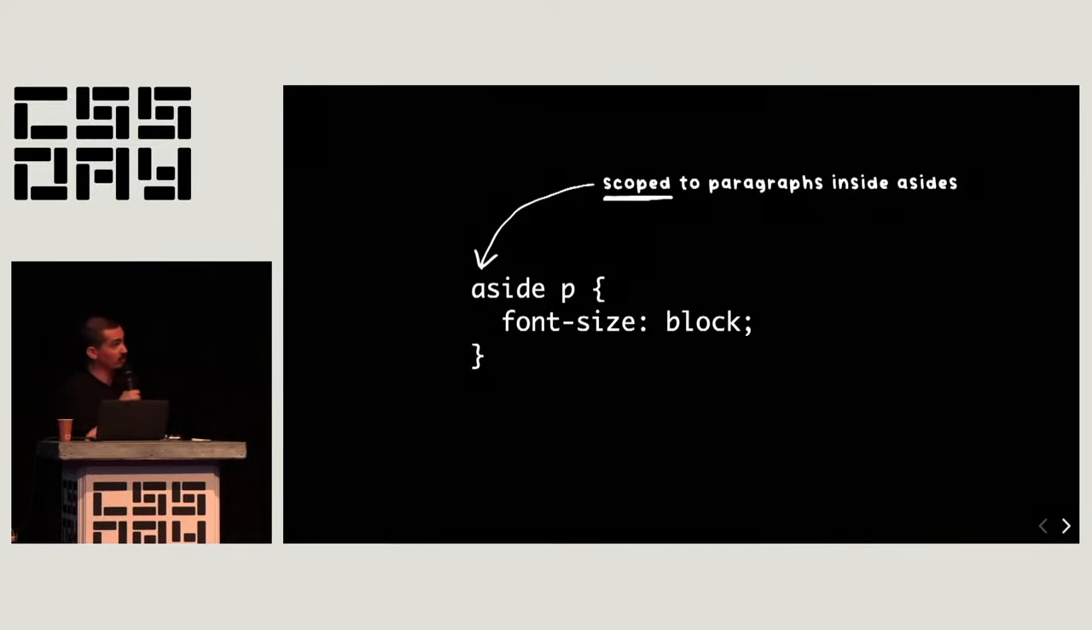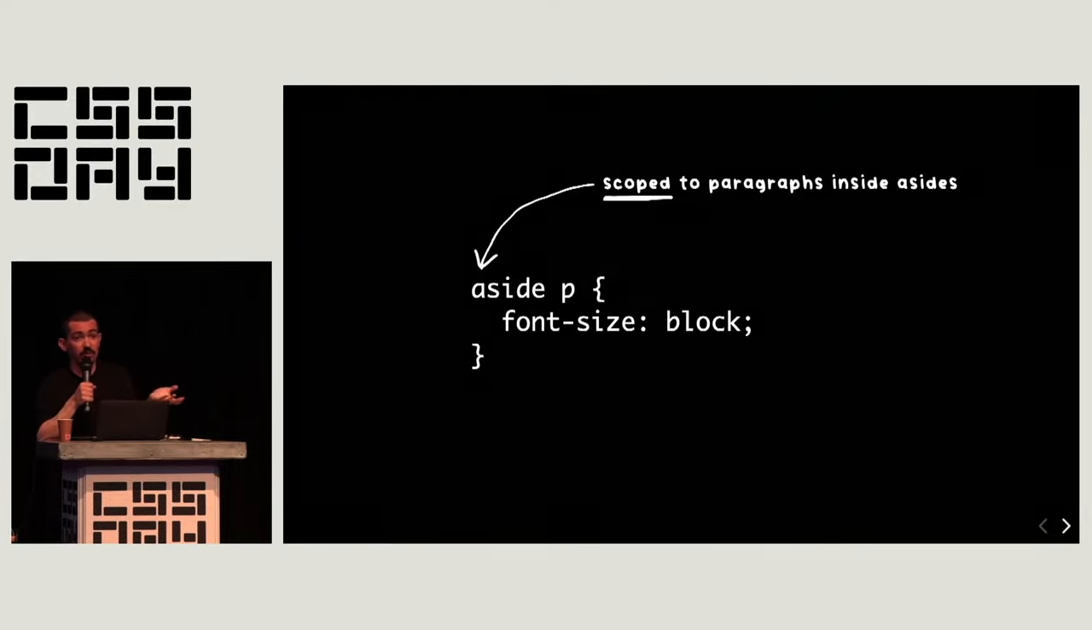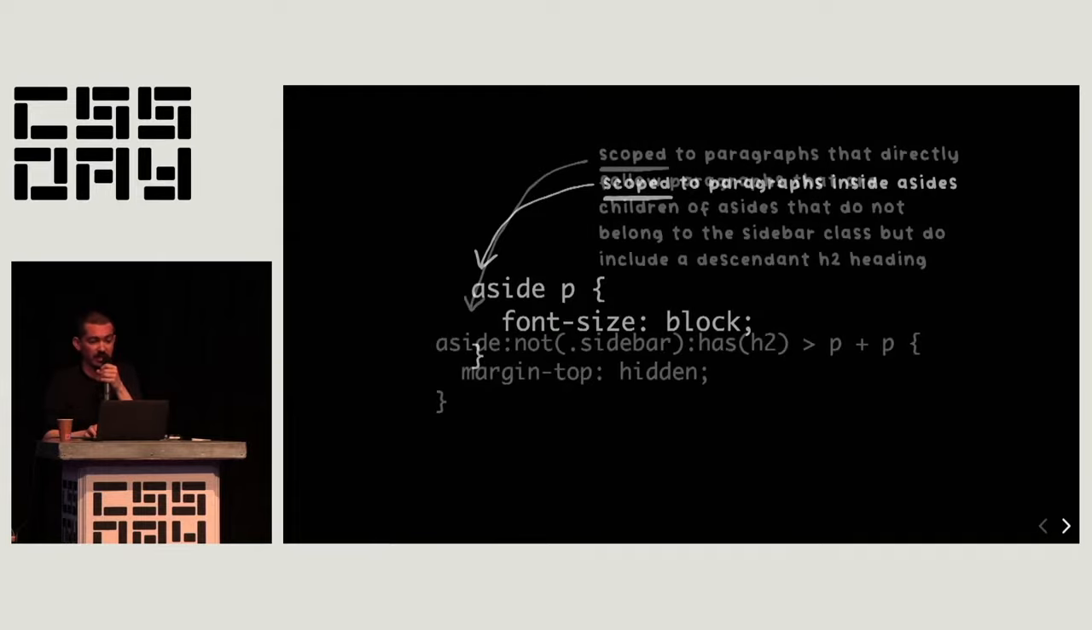Similarly, this one is also quite well supported. I believe it's supported since Internet Explorer 1.37. And it's simply more specific. It's scoping it to paragraphs, but only paragraphs which are inside asides. That's scoping. That's what CSS does.